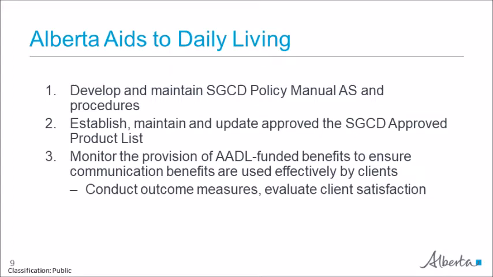The approved product list is a directory of all items that are funded by AADL. The list includes specific communication devices, access and mounting equipment, as well as the manufacturer and suppliers. The APL also identifies which level of service center can authorize equipment from the various catalog numbers, the frequency and quantity of items provided, and whether the equipment is covered for repairs and recycle. Finally, AADL provides oversight to the program by monitoring outcomes and client satisfaction with the benefits received.